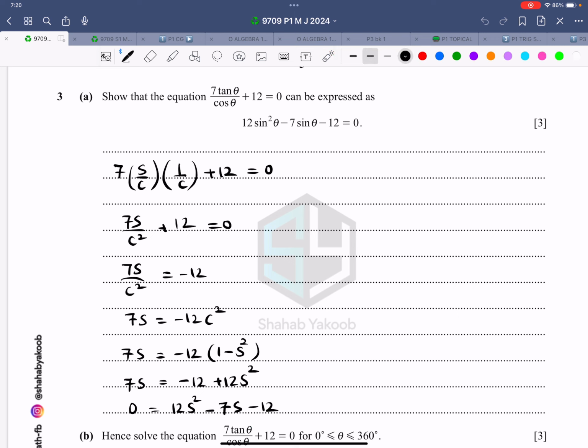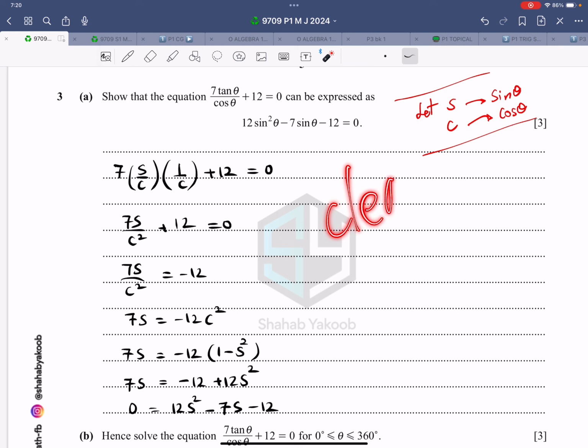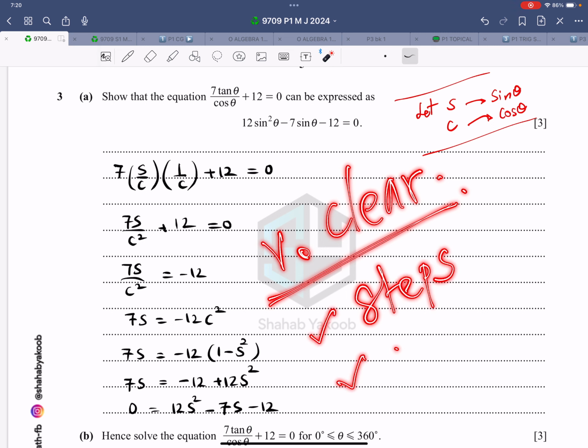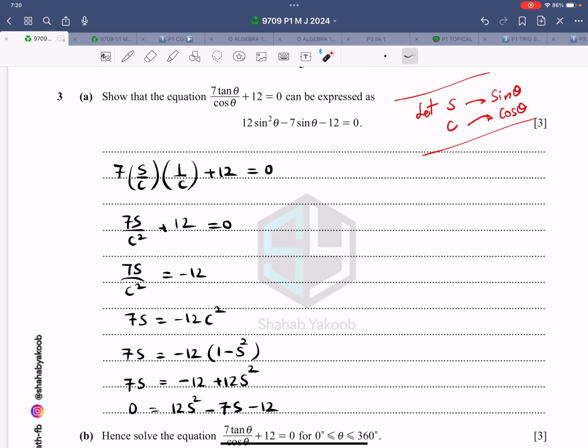And 12 is there. Now make a habit of denoting that we'll be using S as the symbol for sine theta and C as the symbol for cosine theta. So the examiner is well aware of your steps, of your solution, of the symbols that you are using. Make sure to make things very, very clear. If you are making things very clear, whether it's mathematical steps, notation or symbols that you are using, then the examiner is more than happy to give you all the possible marks.